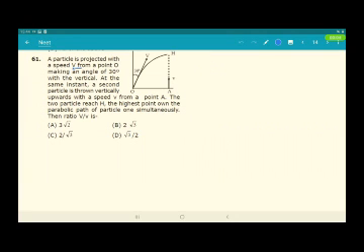A particle is projected with the initial velocity capital V at a point O, making an angle of 30 degrees with the vertical. Okay, the angle made with the vertical is equal to 30 degrees. At the same instant, a second particle is thrown vertically upwards with a speed small v from a point A. The two particles reach height h, the highest point on the parabolic path of the particle, simultaneously. So what is the ratio of V by v?